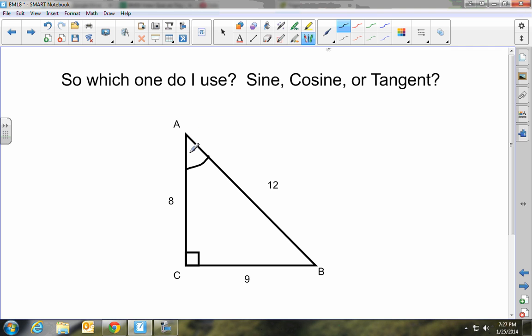So we've got angle A, and we know the opposite side is 9. And we know the hypotenuse is 12. I'm going to get rid of this 8 to make it a little bit more challenging for us. So let's pretend we don't know this side. We know this side is 9. We know this side is 12. We know this side is opposite from angle A. And of course we know this side is the hypotenuse.